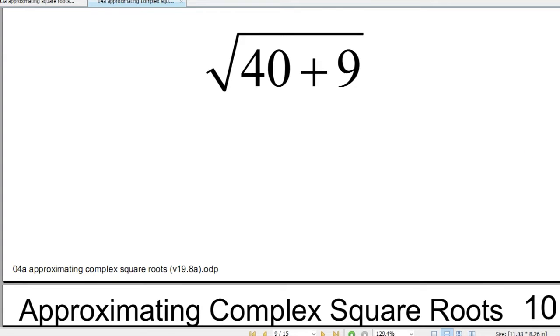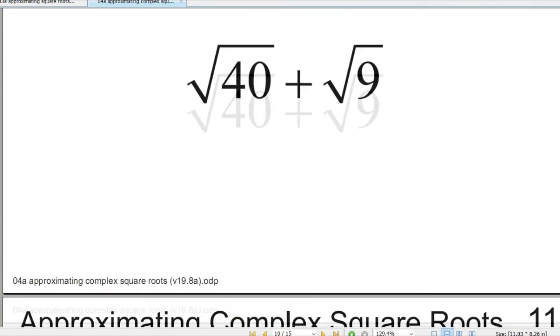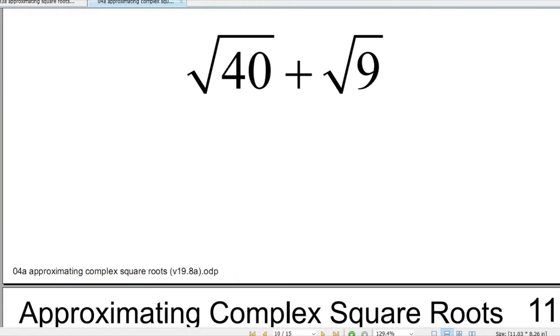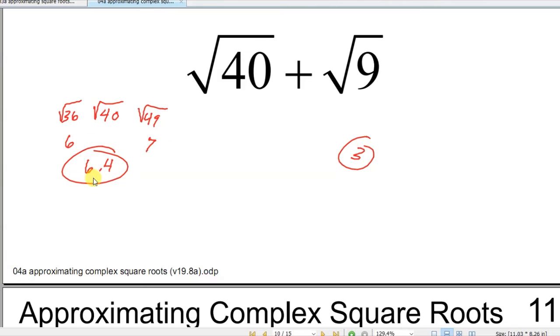Let's do another one. This one I have to take the square roots first, and then add them together. So we have to find the square root of 40. Let's go into the neighborhood. 49, 36. It's somewhere between 6 and 7. The square root of 40 is a little bit closer to the 6, so let's take this to about 6.4. So there's one of our numbers. The square root of 9 is 3. So let's add these together. 6.4 plus 3 takes me to, is that 9.4?